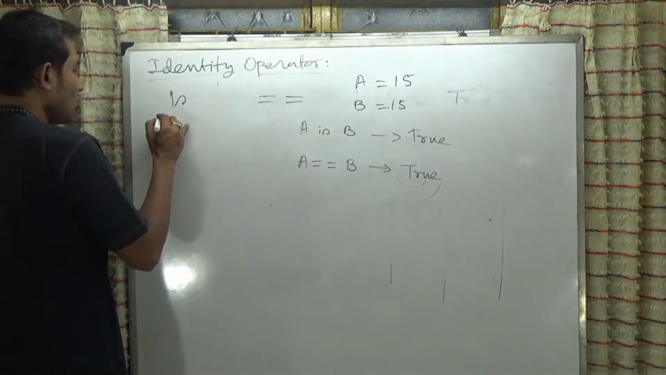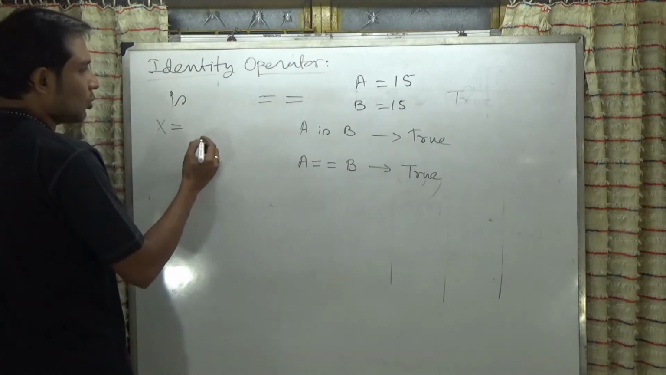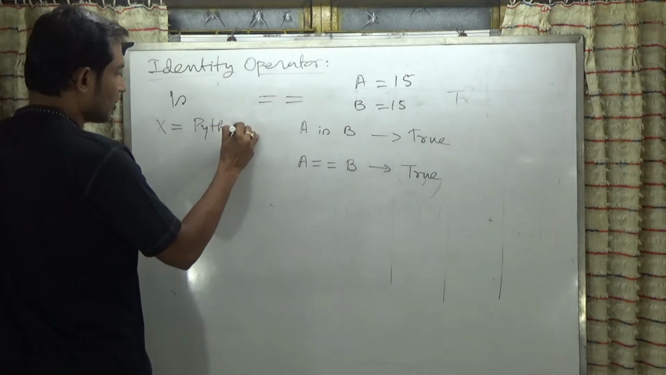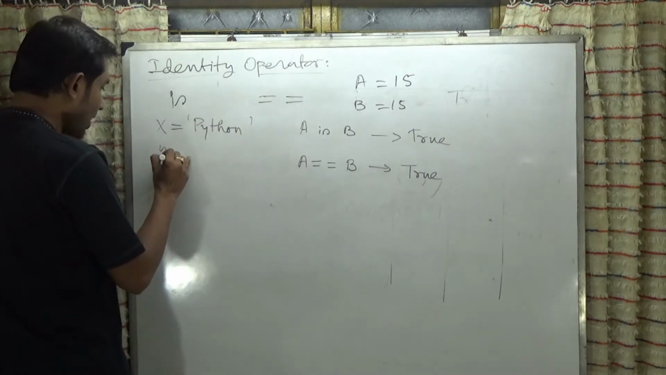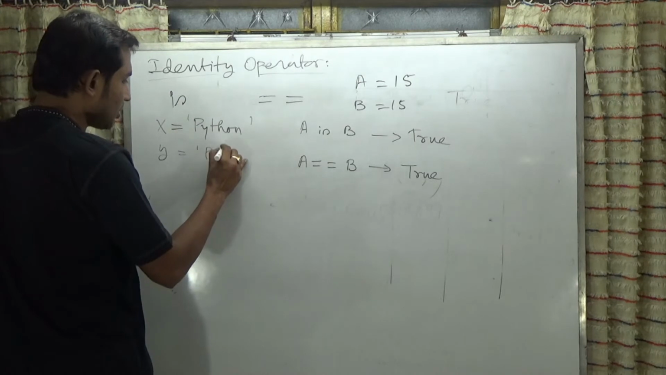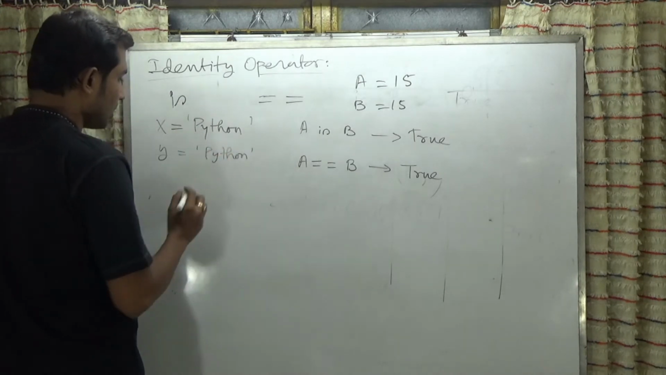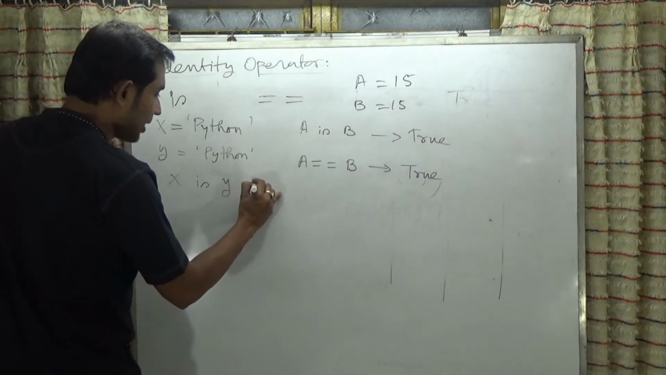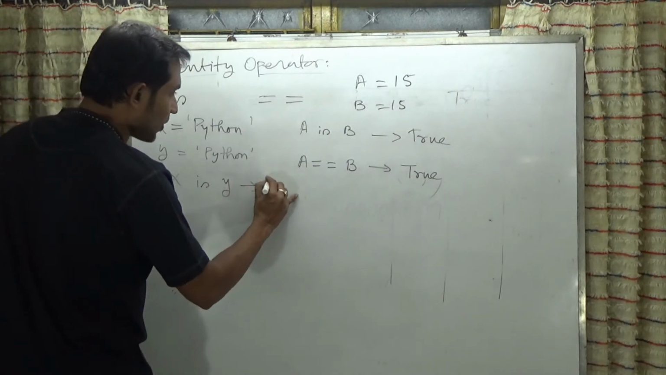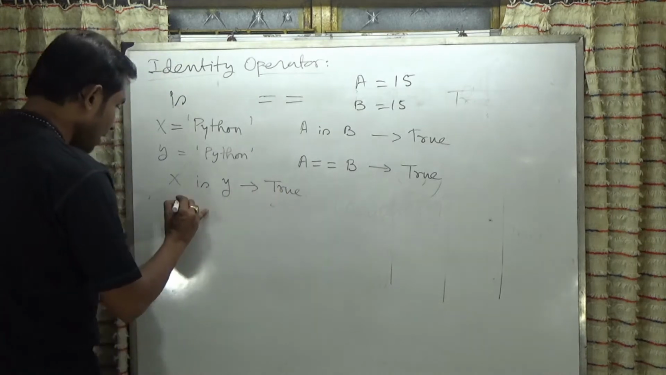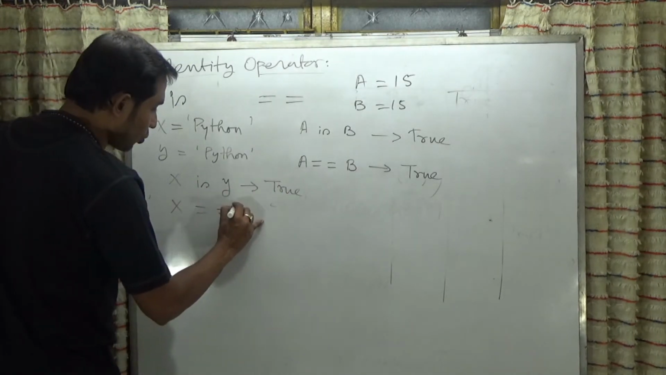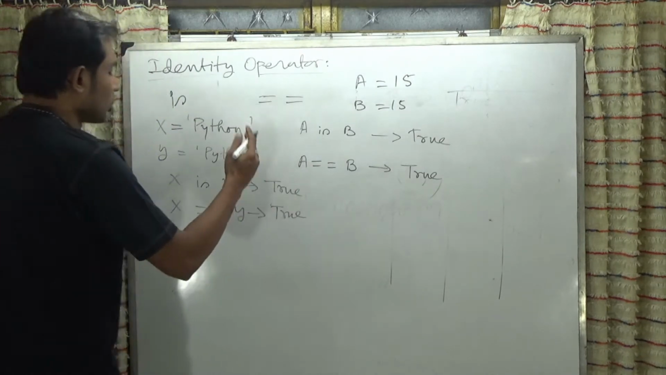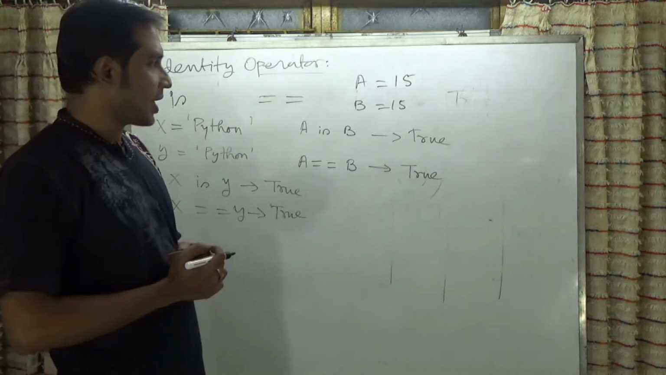Suppose the value of x equals Python and y is also Python. Now if I write x is y, it returns true, and x equals y also returns true, as both strings are the same.